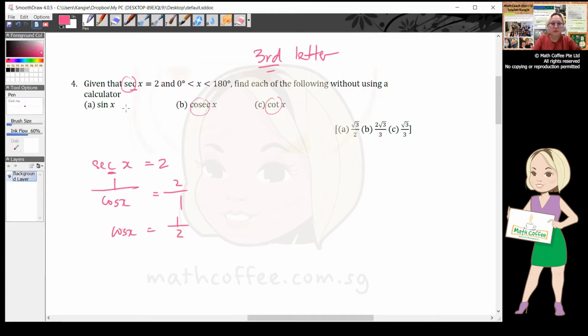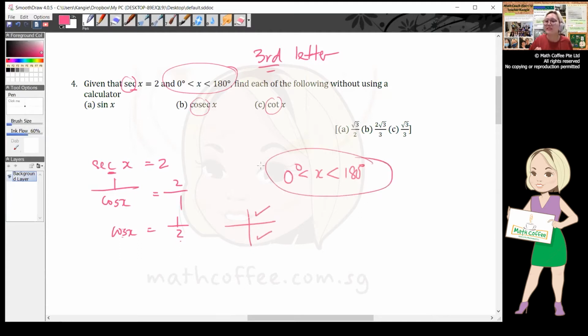Then they say 0 to x. Your answer range is between 0 and 180 degrees. Just put it aside, just for your own information. So they ask for sine x. So cosine x is half. Again, I can draw my triangle, right? Quadrant first. Cosine is positive in the first and the fourth quadrant. But they tell me x is between 0 and 180.